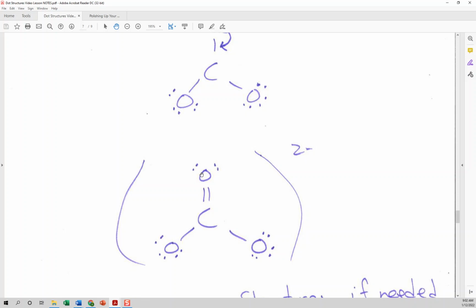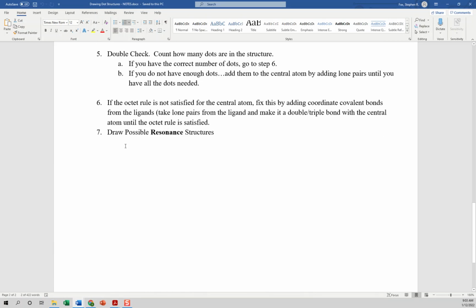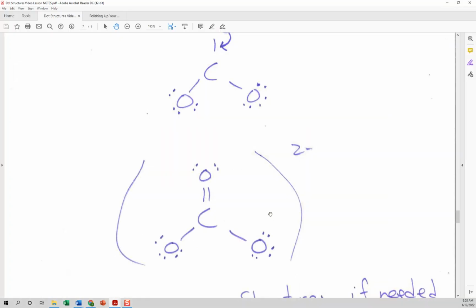Okay? But that's not the only thing. This is more of the next level thing, but it is in your notes. It says the very last step is draw possible resonance structures. So let's understand what that means in this case.